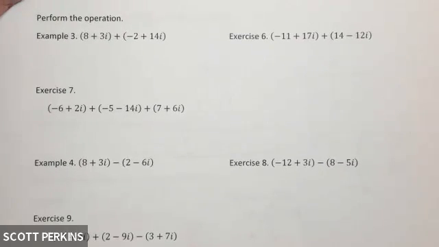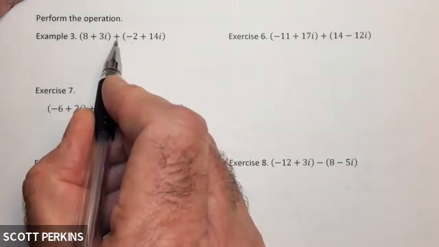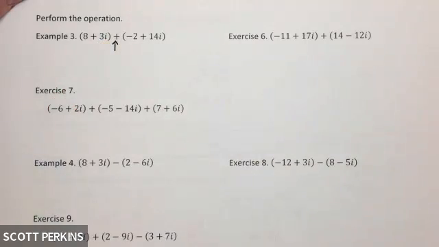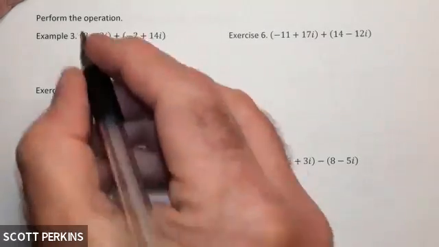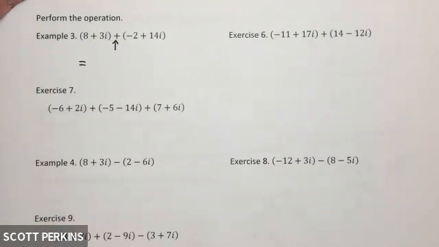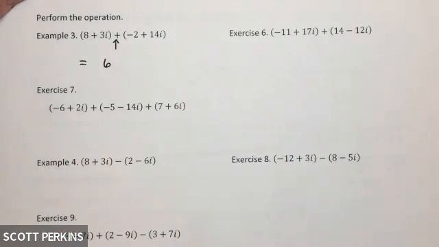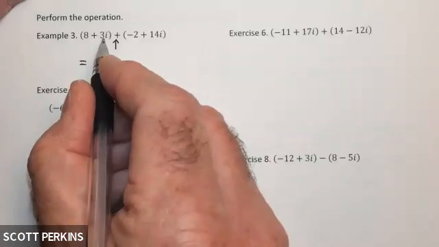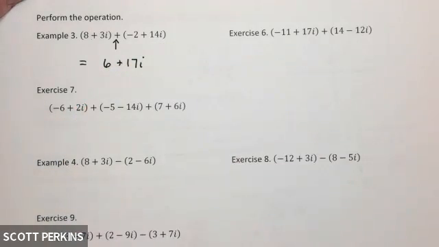The good news here is that adding complex numbers is just adding like terms. If I have 8 plus 3i, and I'm adding, so this plus sign between the parentheses is important, to -2 plus 14i, I just collect the like terms. What I have is 8 plus -2, which is 6. That's my real part. And then my imaginary part, 3i plus 14i, is a positive 17i. So there is my answer, 6 plus 17i. It's just collecting like terms.